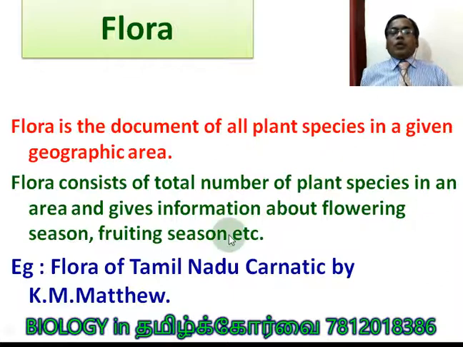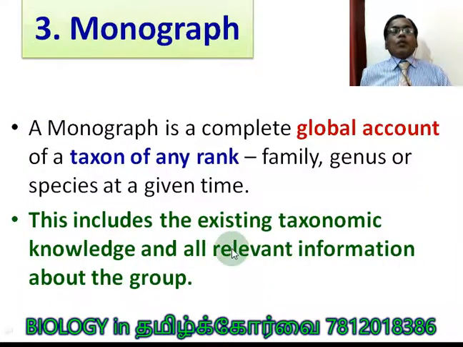Example, Flora of Tamil Nadu Carnatic by K.M. Matthew. Monograph. A monograph is a complete global account of a taxon of any rank in the family. How many plants are there? It gives an idea, it gives proper information. Right, that is one taxon. Family is a taxon. Likewise, for a genus, for a species. This includes the existing taxonomic knowledge and all relevant information about the group.